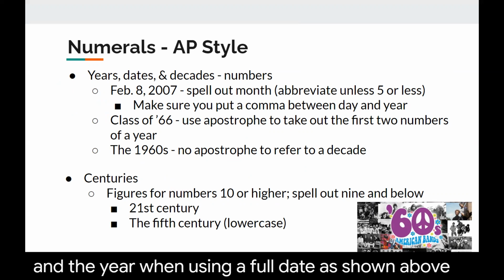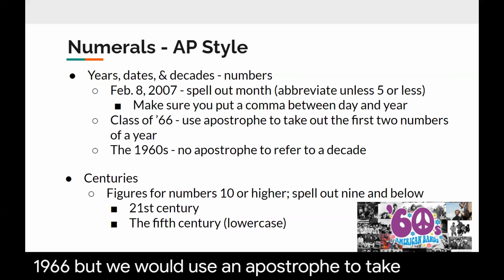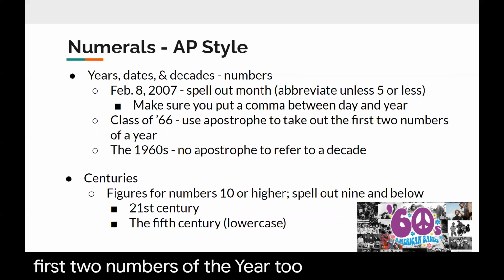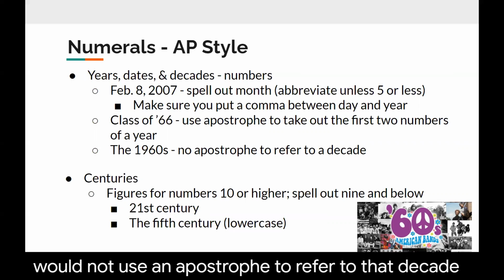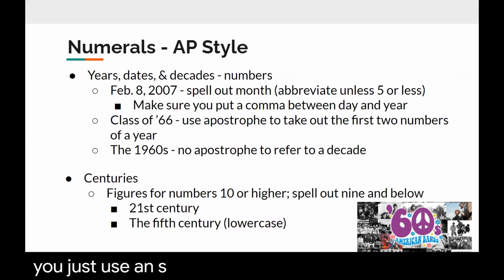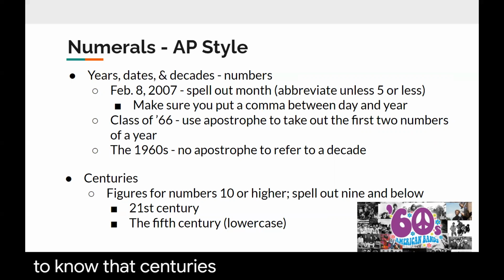Now, class of '66, this obviously is referring to the year 1966, but we would use an apostrophe to take out the first 2 numbers of the year to shorten it. In addition, when you're talking about a decade, like the 1960s, you would not use an apostrophe to refer to that decade. You just use an S. In terms of centuries, use figures for numbers 10 or higher, and then spell out 9 and below. So 21st century and the fifth century. It's good to know that centuries should always be lowercase.